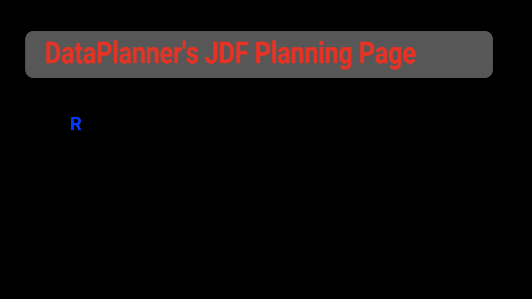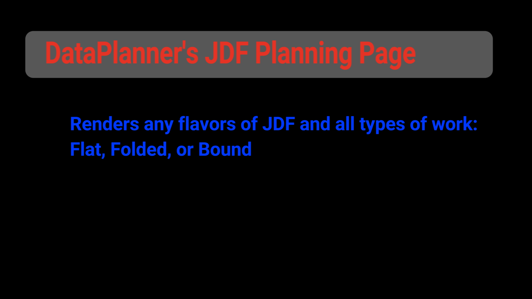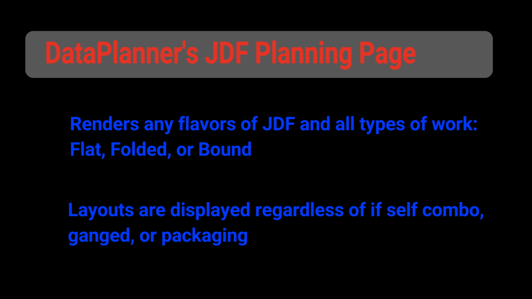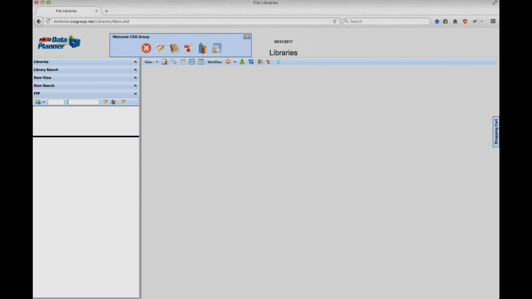The JDF planning page is used to view and manage any type of work, flat, folded, or bound, using any system's generated JDF, which can be viewed and cataloged in this page regardless if it's a self-combo, a gang form, or a packaging layout. All can be integrated. So to start this presentation, management has just delivered a job bag with a printed ticket to the pre-press department, thereby releasing it to production.